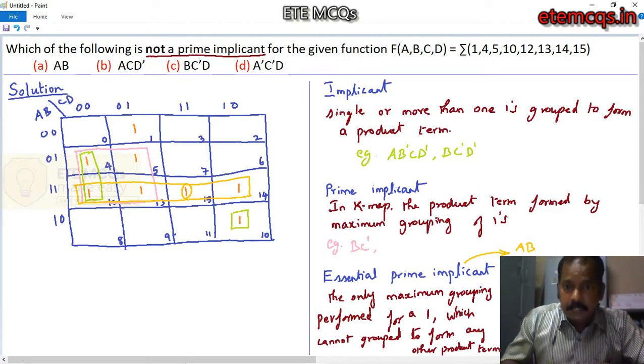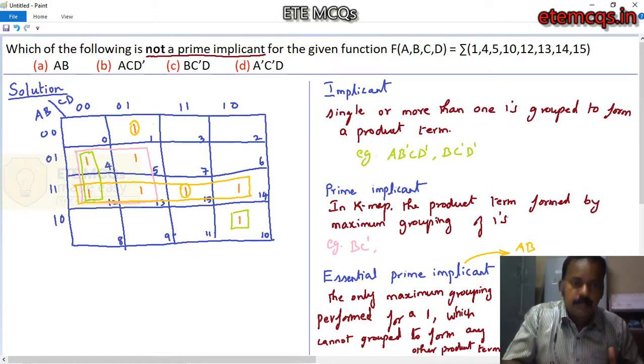But B C dash and AB, you cannot call it an implicant, because implicant is just a grouping with minimal ones. Whereas in these two cases, the grouping is maximum. Hence, it should be prime implicant, and if that grouping includes a one which is not included by any other one, then that particular product term becomes essential prime implicant. That is what is happening here. For the sake of this one, AB has become an essential prime implicant.